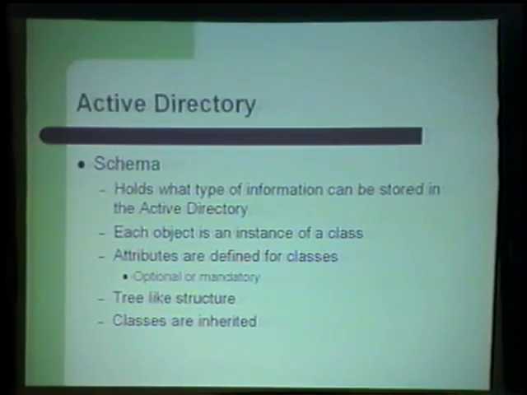The schema itself is built in a tree-like structure. You have the root of your schema, and it flows down, which means that the classes are inherited. Say you were to have a user class, and underneath that you had created an admin user class and a manufacturing user class. All the attributes that you had defined inside of the user class will then be applied also to the manufacturing and also the admin.